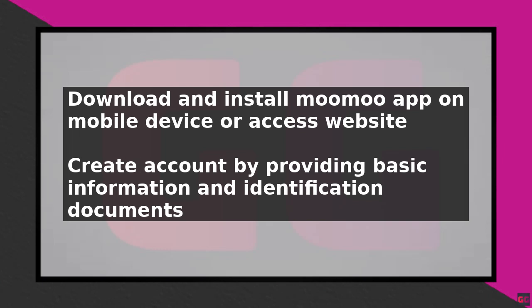To get started, first download and install the Moomoo app on your mobile device or access it through the website. Once you have installed the app, create an account by providing some basic information such as your name, email address, and password. You will also need to provide identification documents to verify your identity. After your account is verified, you can log in and start exploring the platform.